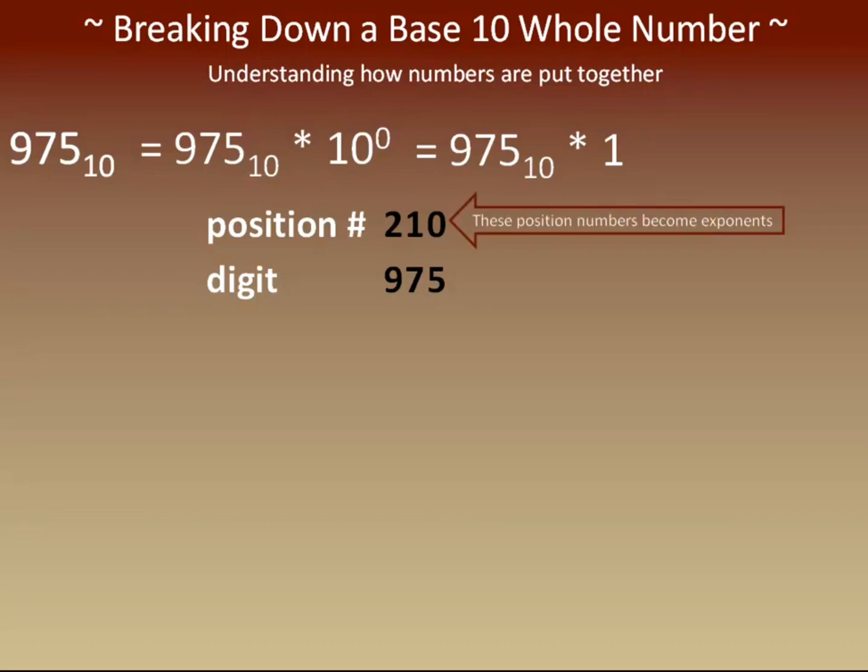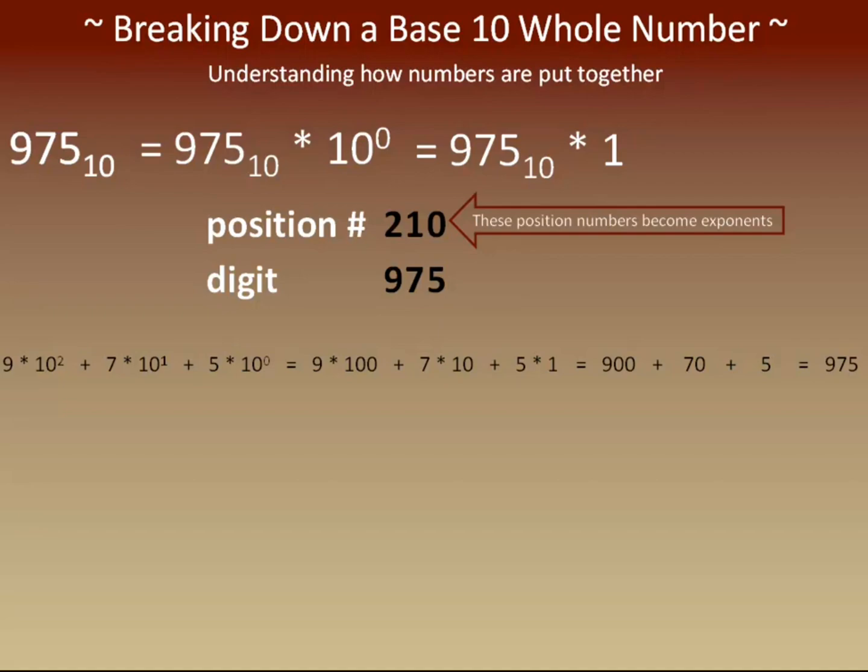We have 9 times 10 to the second power. Notice how the 2 is the same as the position number. Then we have plus 7 times 10 to the first power, and the 1 is also the position number of the 7. And then 5 times 10 to the 0 power, which is the position number above the 5. That's the same as 9 times 100, plus 7 times 10, plus 5 times 1, which is the same as 900 plus 70 plus 5. So that's how a number is built up or broken down, however you want to look at it.